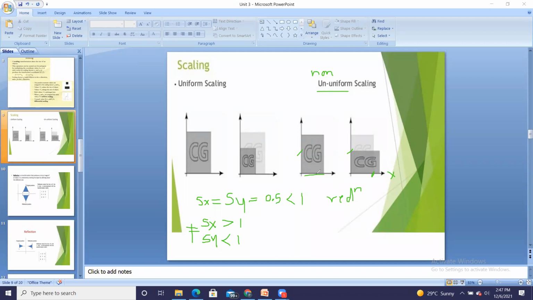So my question is, apply the scaling on a triangle. Apply scaling on a triangle with vertices A (5, 5), B (10, 5), and C (7, 10).